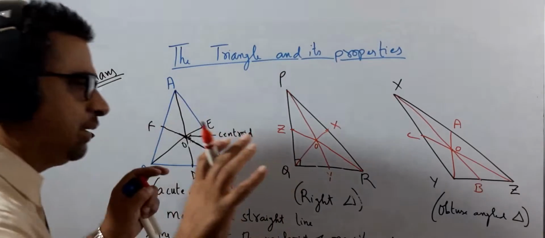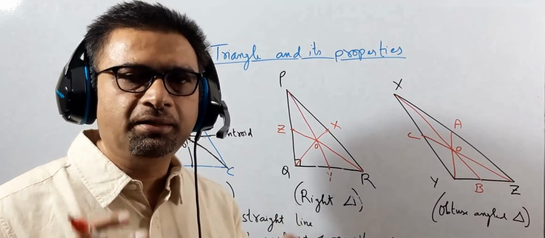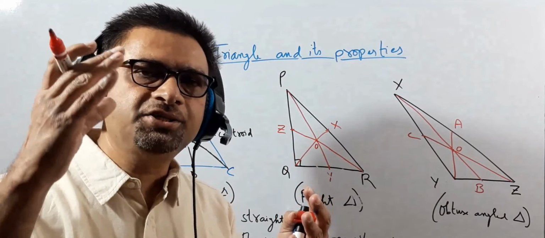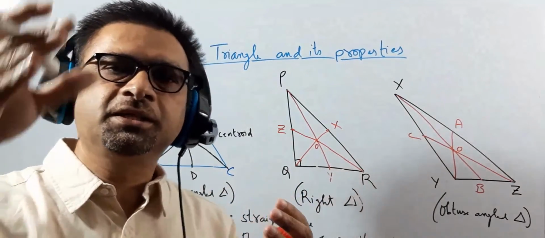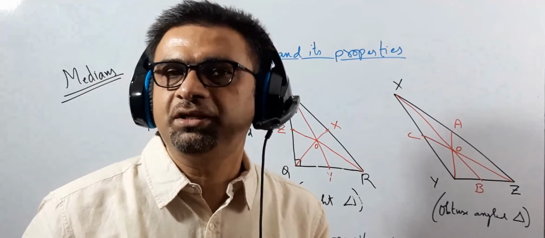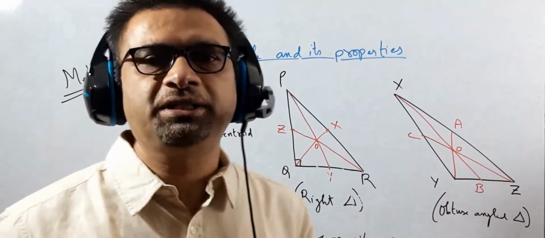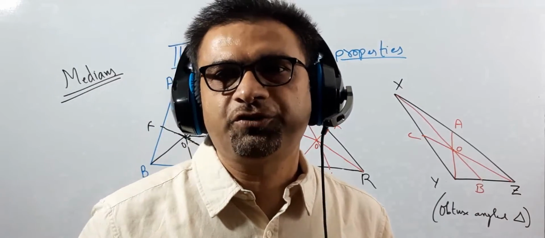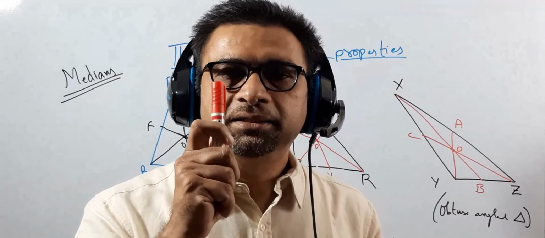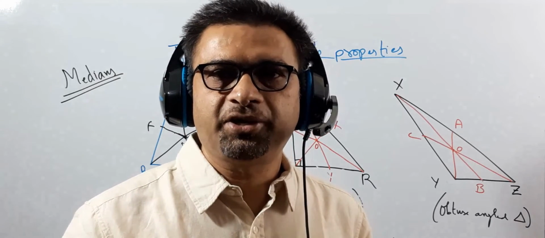So again, a summary. Any triangle has 3 medians. What is a median? A median is a line drawn from a vertex to the midpoint of its opposite side in a triangle. So that's a median. There are 3 medians. These 3 medians will always intersect at one point, and that point is called the centroid of the triangle. One thing worth noting here is that the centroid will lie inside the triangle.